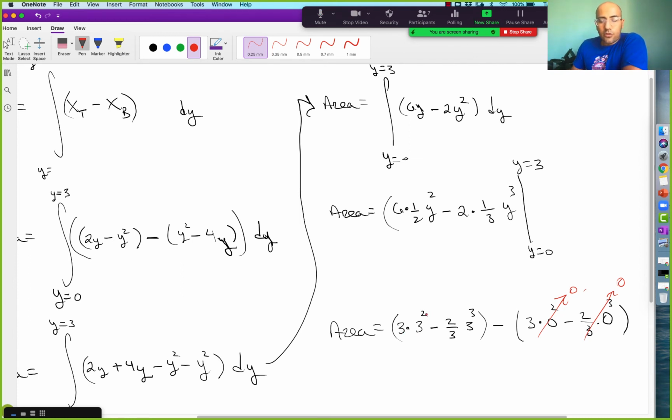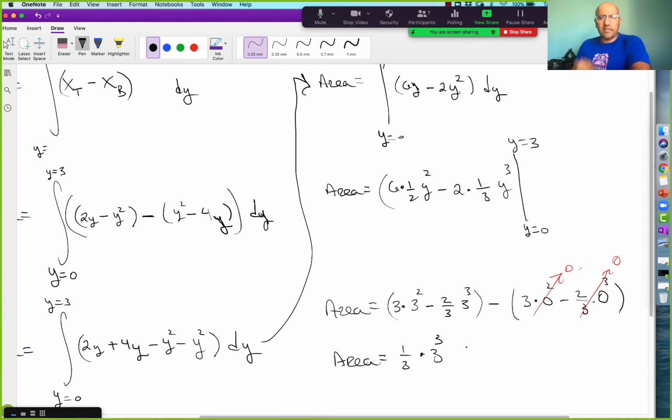And this becomes y to the third power. So I'll end up with positive 1/3 y to the third power times 3 to the third power. And then that reduces to just 3 to the second power, or 9. So 3 to the second power equals 9. Right, so area equals 9.